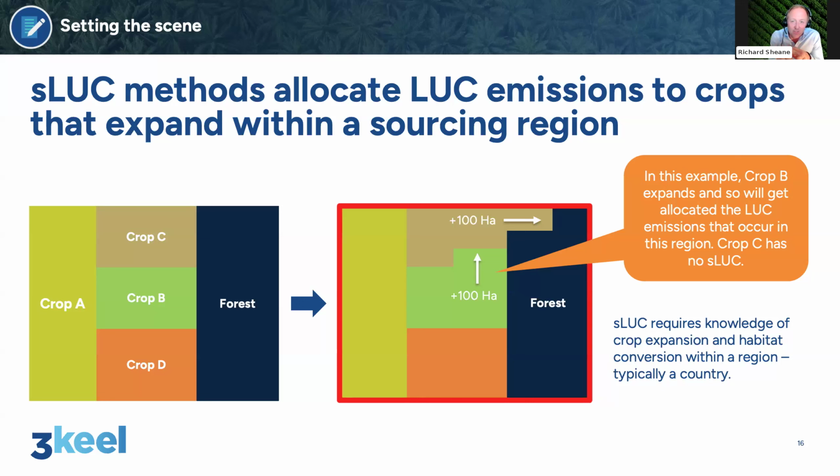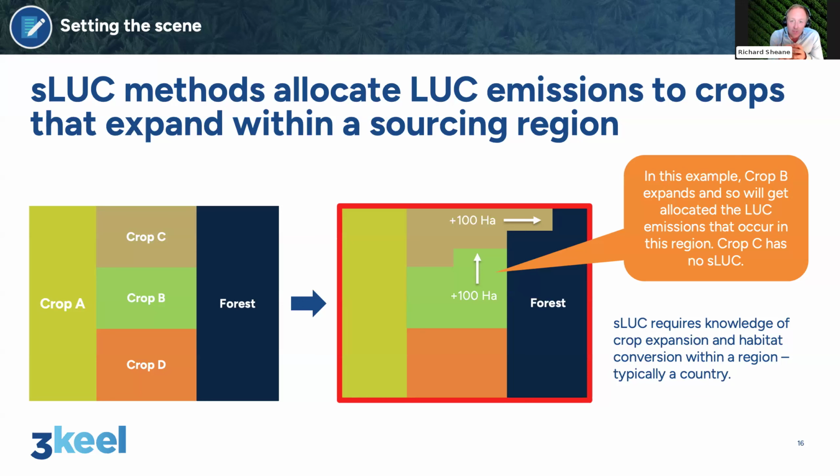So in this example, a statistical land use change approach would be looking at a regional level and still quantifying the forest loss. So we've still got the same amount of emissions being lost, but in terms of the allocation, it looks at what crops have expanded within that region. And under this example, crop B is the crop that gets allocated the land use change emissions. So this is statistical land use change emissions. So you can see 2 different methods come up with very different answers.